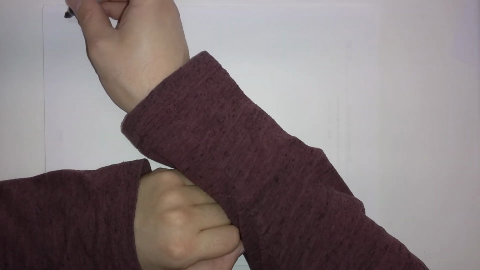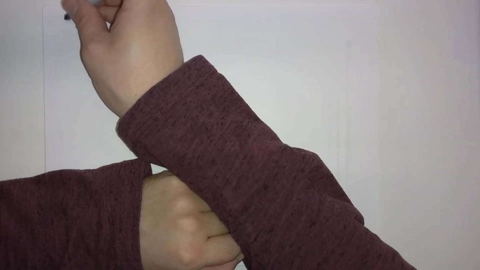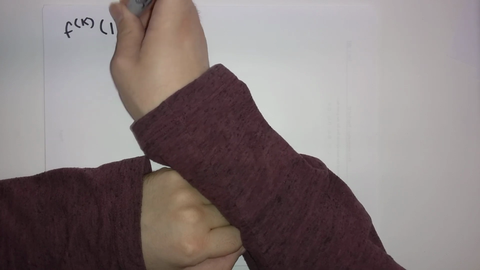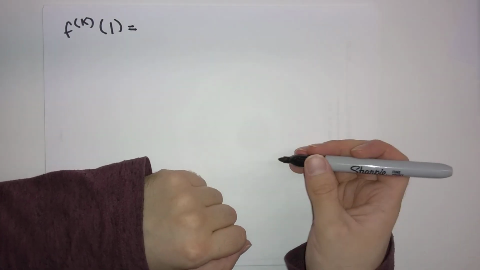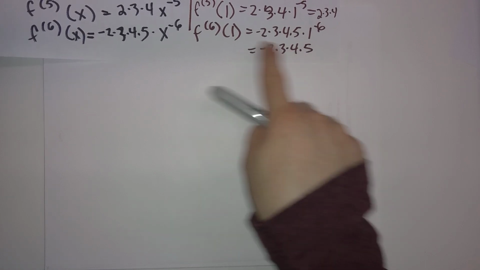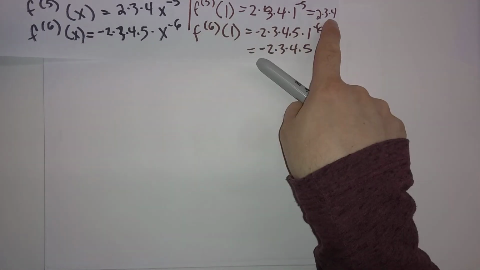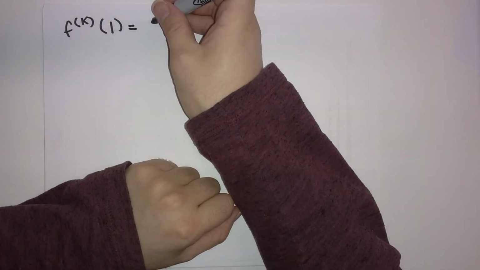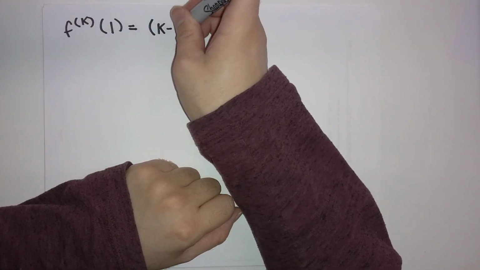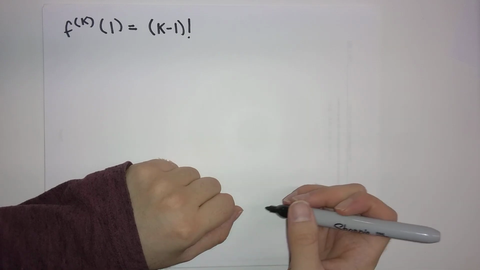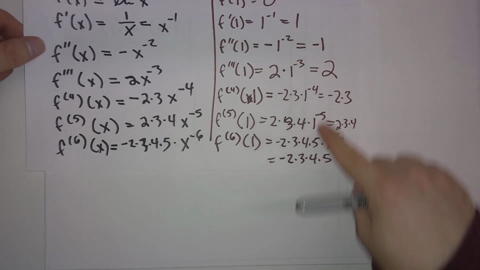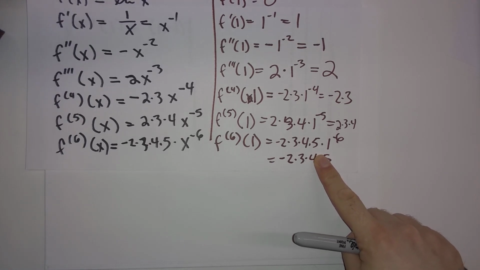So from this, we can basically conclude, let me get rid of my next example here. We have enough to realize that f^(k) of 1 is going to be, we multiply all the numbers out to 5 for 6 derivatives, out to 4 for 5 derivatives. So that's going to be (k minus 1) factorial. And then we need to account for the flip-flopping signs here.